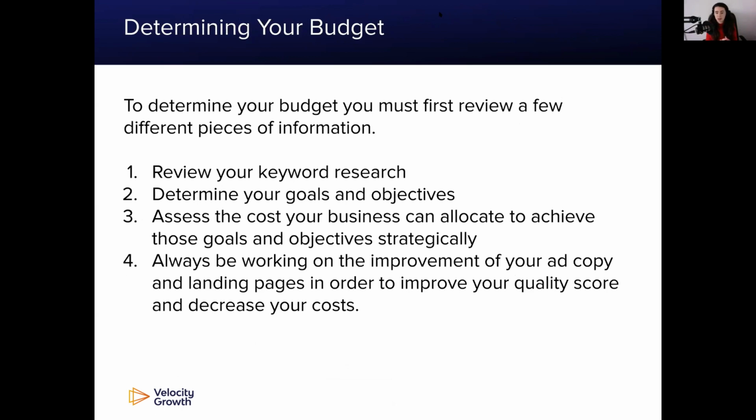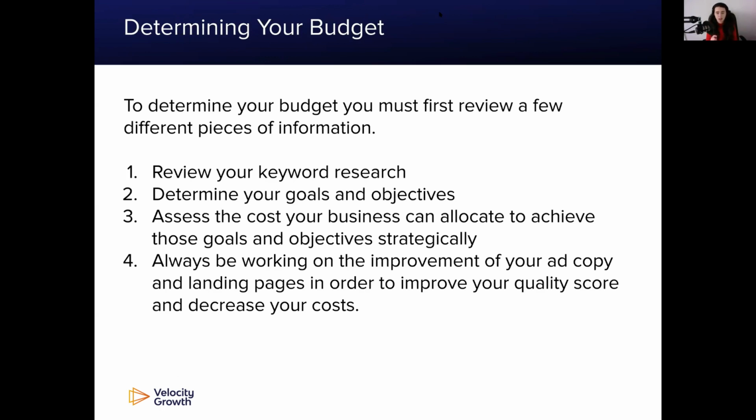To determine your budget, you must first review a few different pieces of information. First and foremost, you need to review your keyword research and determine your goals and objectives. So when you have your keyword research done, you should have a lot of data around what these different keywords are actually going to cost you. Then from there, you can assess, okay, well, if the absolute maximum cost of a keyword is X and I need 100 people to convert one, then it's going to cost this. So you can do a little bit of maths like that and then determine your goals and objectives.